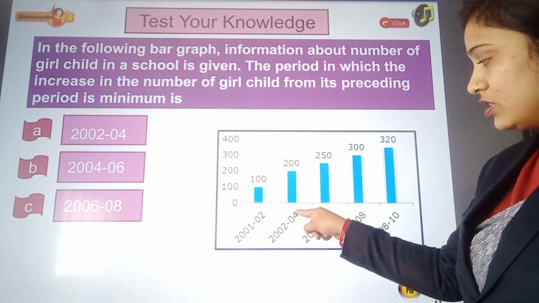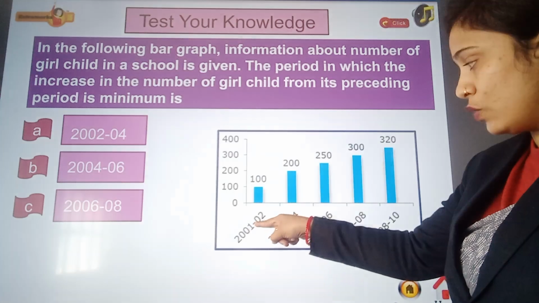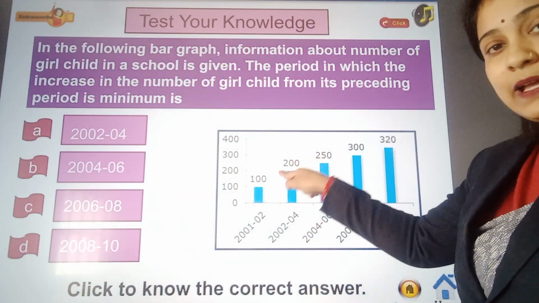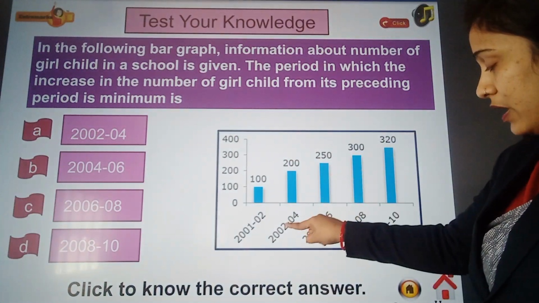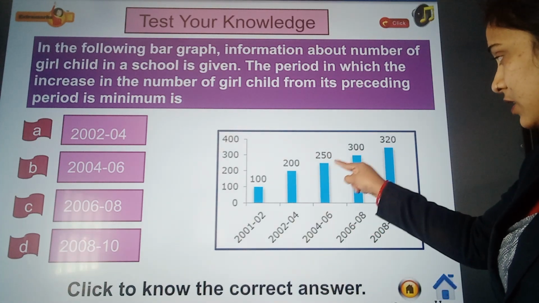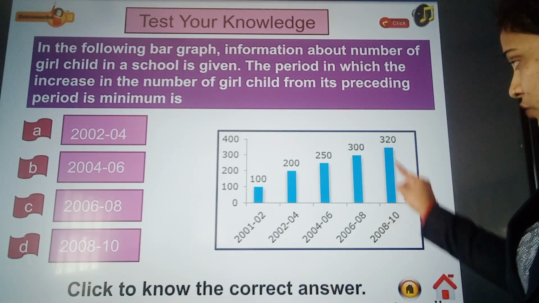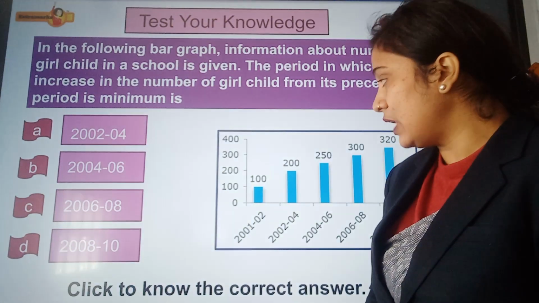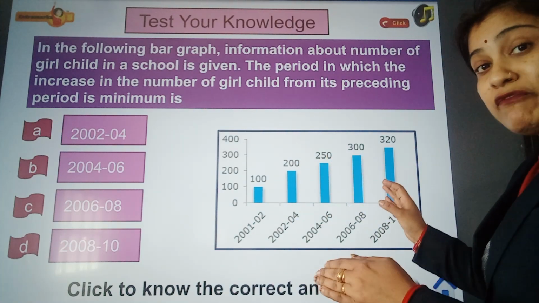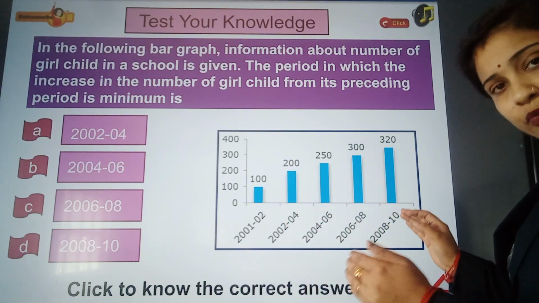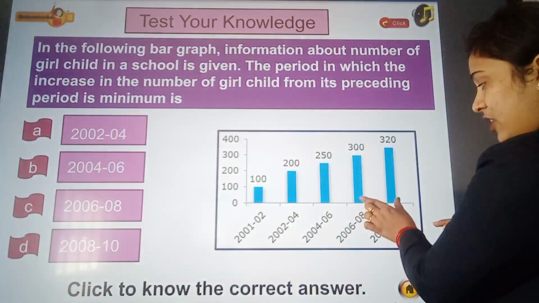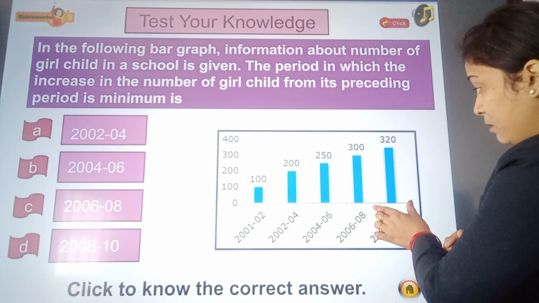First let us go with this year to this year: from 2001 to 2002 it is 100, then 2002 to 2004 it is 200. So what is the increment here? 100. Now between these two the increment is 50, between these two the increment is again 50, and between these two the increment is 20. So you have to take in which interval the increment is minimum when we compare it with the preceding year. Here it is 100, here it is 50, here it is 50. So in this range, the increment of the girl child is minimum, which is 20.